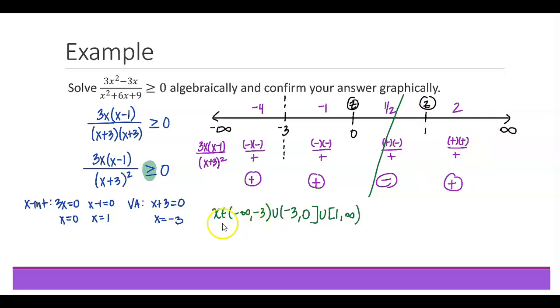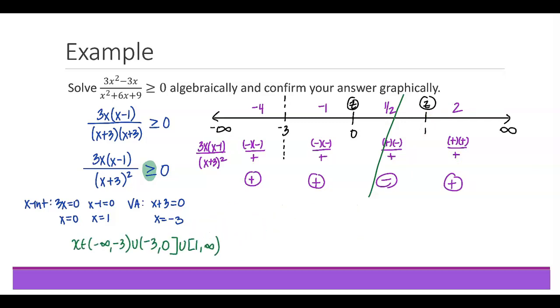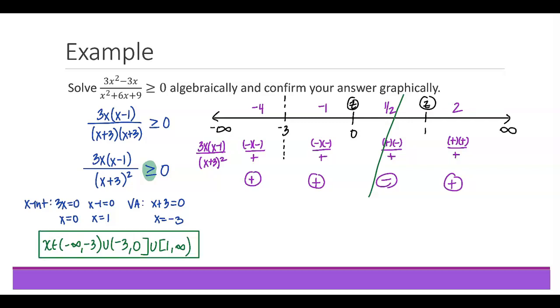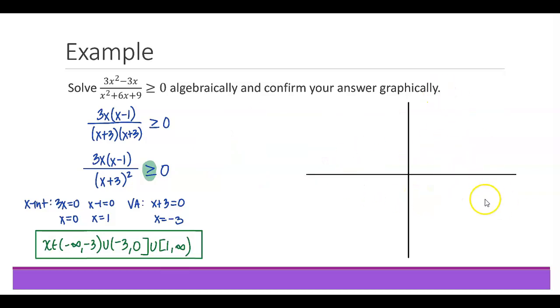So here we have our solution to our inequality. And I'm just going to go ahead and grab it and move it over to the side. And we're going to verify our answer and review sketching the graph of a rational function. So I'm going to go ahead and delete the sign chart.